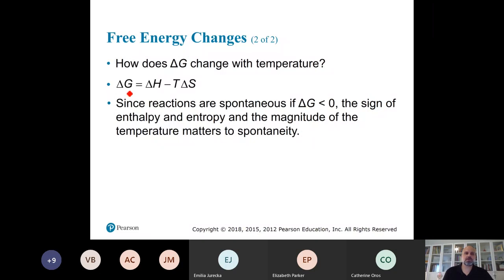If we look at the free energy equation, delta G equals delta H minus T delta S. The question is, how is that going to change? It says, since reactions are spontaneous if delta G is less than 0, the sign of enthalpy and entropy and the magnitude of the temperature matter to spontaneity. So obviously the overall size of delta H and delta S also affects whether or not a reaction is going to occur, whether it's spontaneous or not.